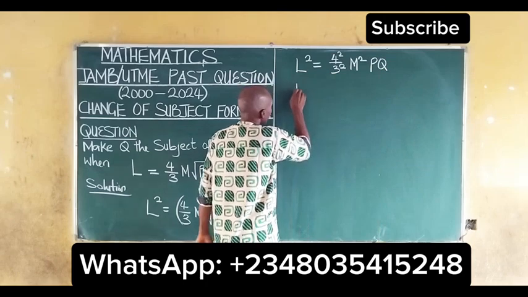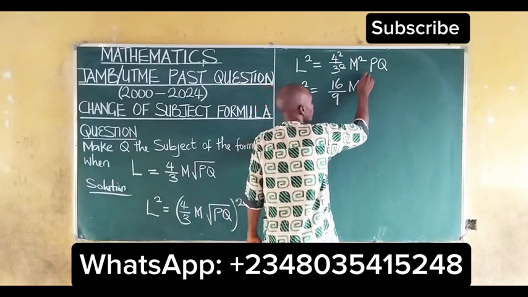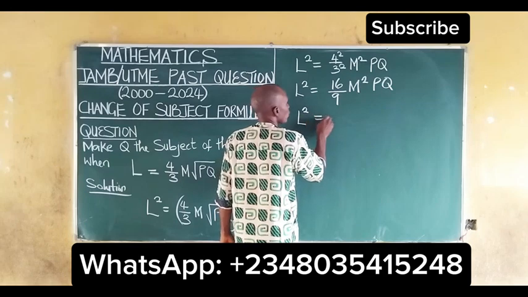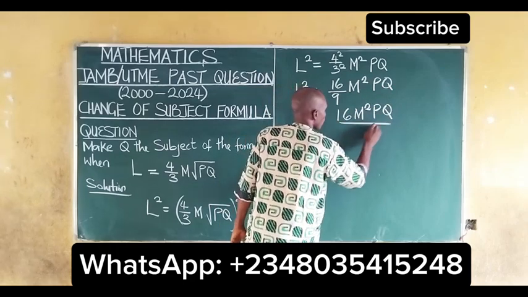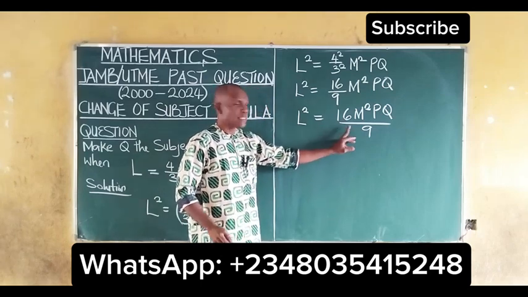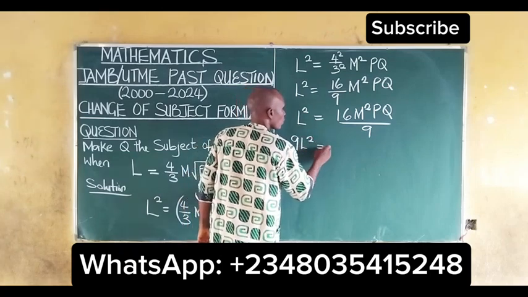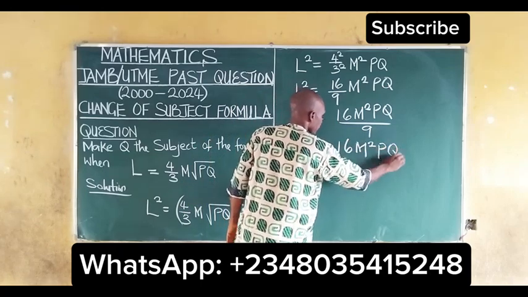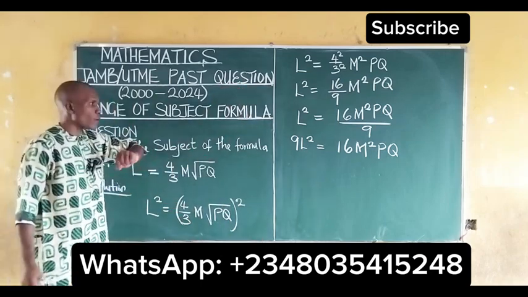So rewriting this, we can write it as L squared equal to 16 all over 9 m squared PQ. It's the same as writing L squared equal to 16 m squared PQ all over 9. Next thing to do is to cross multiply. If we cross multiply, this 9 will go over to this place. So we'll have 9L squared equal to 16 m squared PQ.